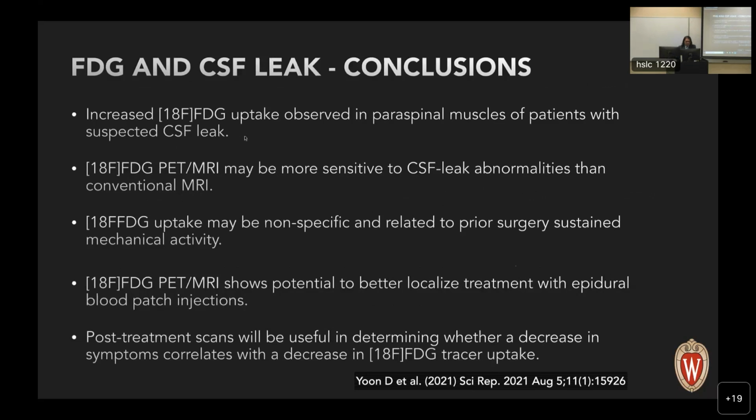So increased FDG uptake is seen in the paraspinal muscles of patients with suspected CSF leak. It may be more sensitive than conventional MR, but note that the FDG uptake may be nonspecific and related to prior surgery. So you just have to take that into consideration. And then it has the potential to better localize the level of treatment in terms of epidural blood patches or any of the glues that are out there commercially.